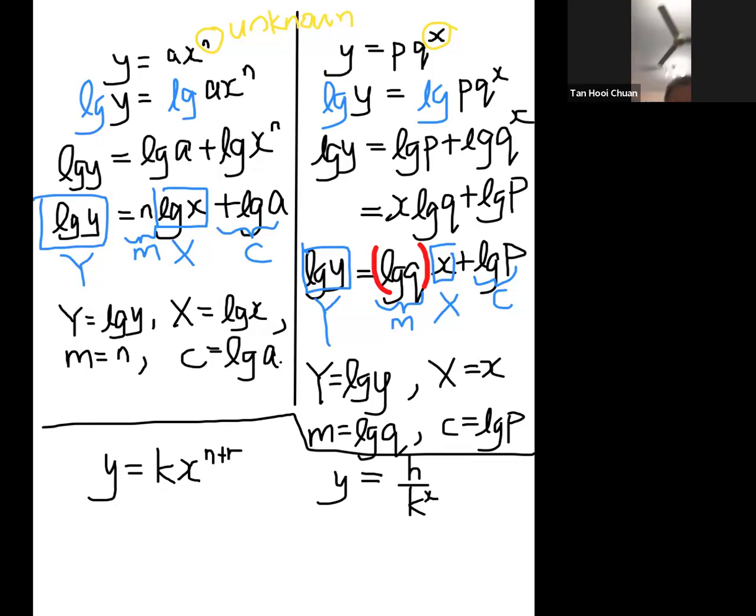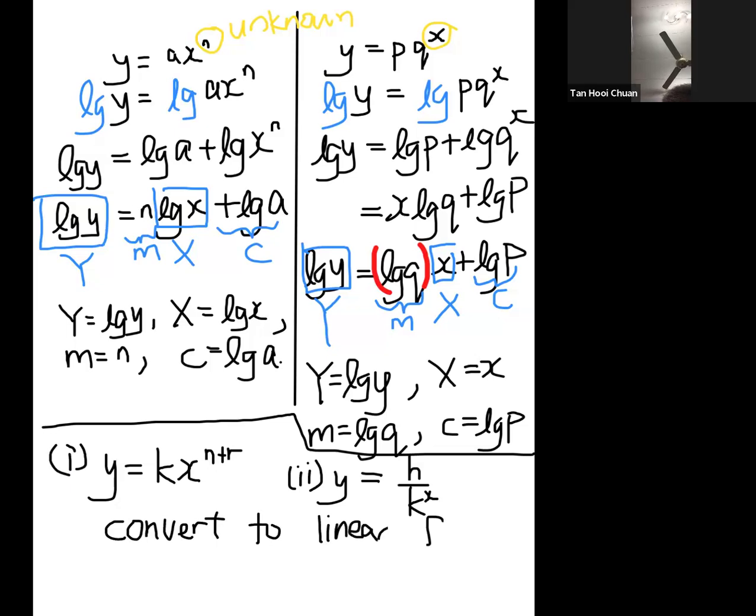Okay, I try now. Change to linear form. Convert to linear form. Got two questions. You try now. Okay, I'll wait for you to try now.